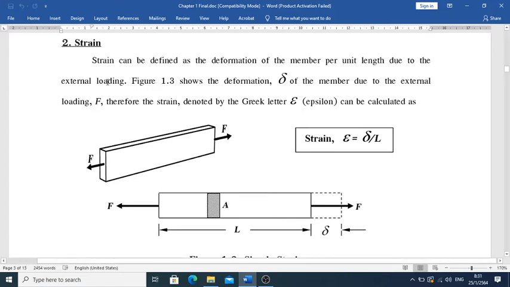The strain can be defined as the deformation. Okay, I would like you guys to underline the deformations in the length of the member due to the external loading. Of course, everything just happens due to the external loading of F. When we have F, we have a stress, and at the same time we have a strain respectively.